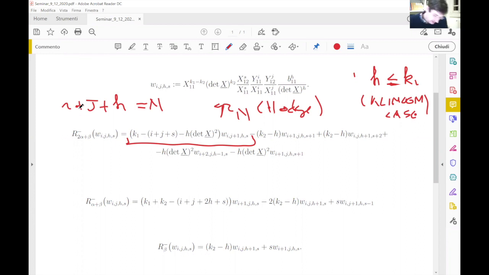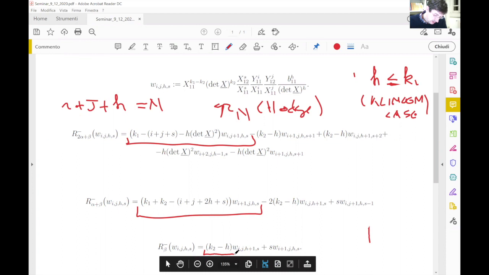But they do it in different directions. You see, the first one here goes into the J direction, and here it goes in the I direction, and this one actually goes into the H direction. Okay.